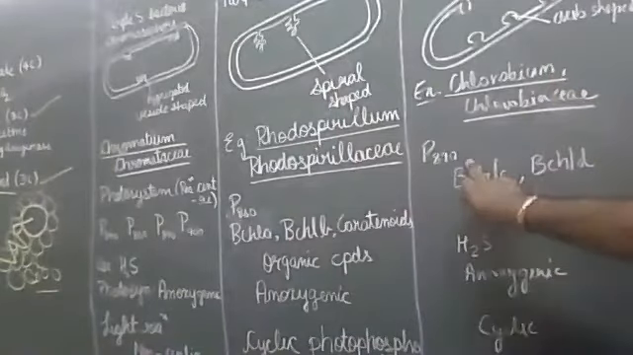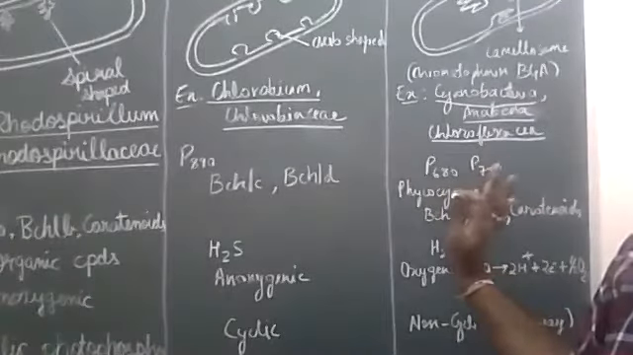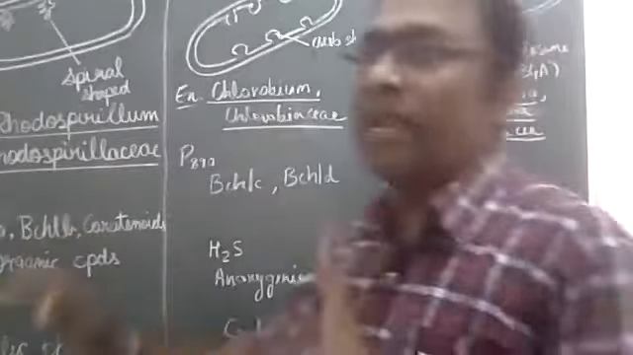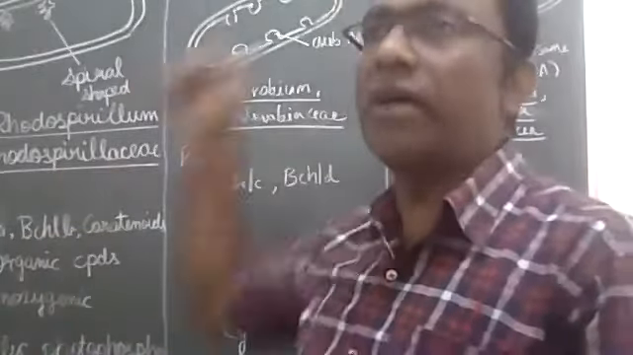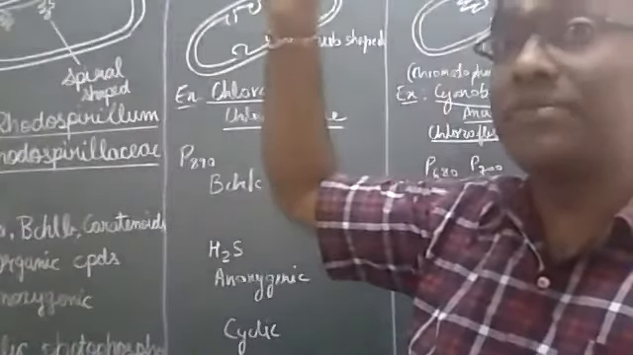Chlorobium has P890. And cyanobacteria has P680, P700. This has two photosystems, 1 and 2. That's all. The remaining ones will have only one photosystem. This one will have two photosystems. Which one? Cyanobacteria. That's why it's called the Z pathway.